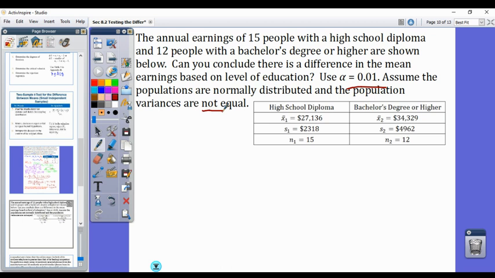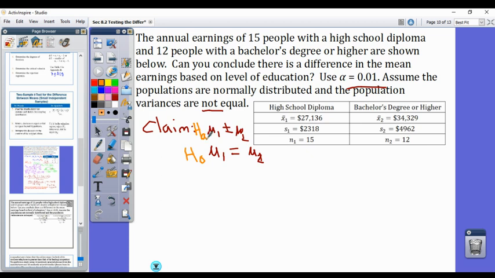Okay, so hopefully you paused it for real. So our claim is that our means are not equal. So the opposite of that is going to be that they are equal. So the null is here, and the alternative is my claim.